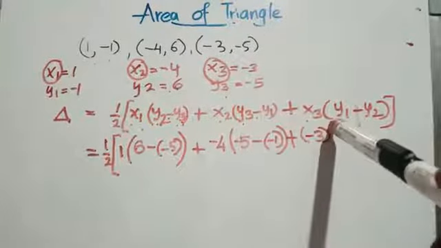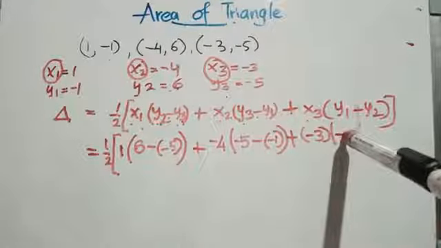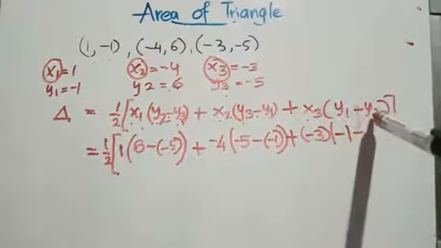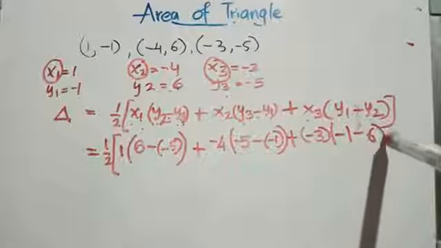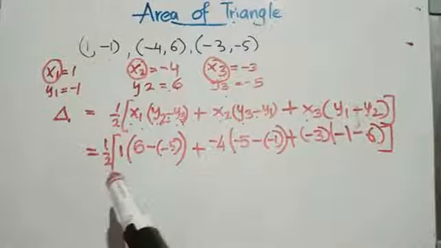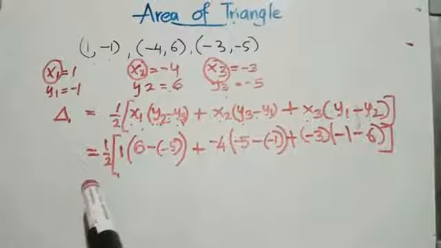As it is negative, let's keep it in bracket. y1 is minus 1, minus y2 is 6. See, our replacing is over. In simple way we can replace. Very careful about the values.